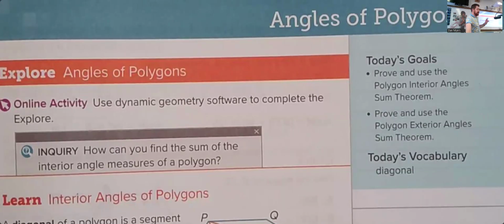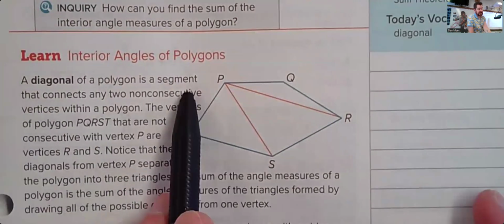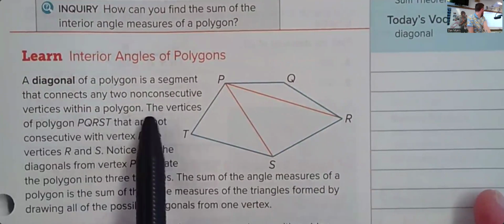Good. All right, we did the warm-up here. So here we go, talking about diagonals. We saw what a diagonal was in that warm-up. A diagonal of a polygon is a segment that connects any two non-consecutive vertices within a polygon.